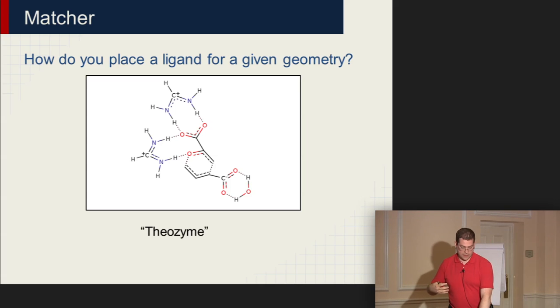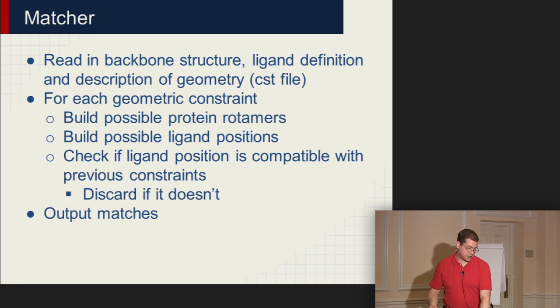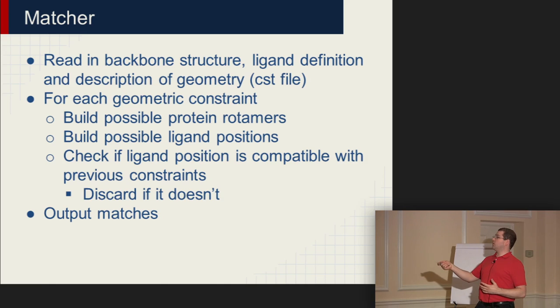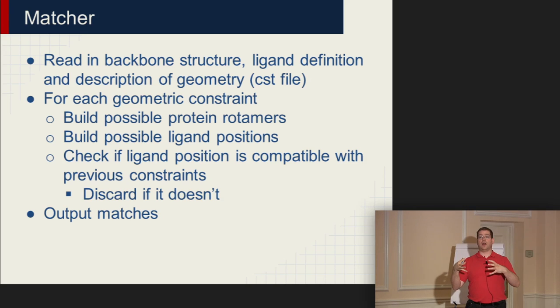And the way that Rosetta does this is through the matcher. So what the matcher does is it reads in a backbone structure. It reads in a ligand definition file, so this is the structure of the transition state. And it also reads in the description of the geometry of that interaction between the side chains and that transition state.